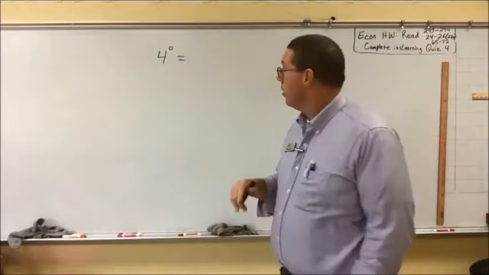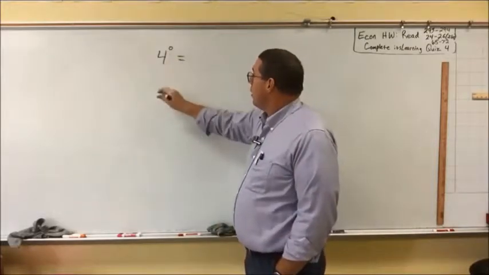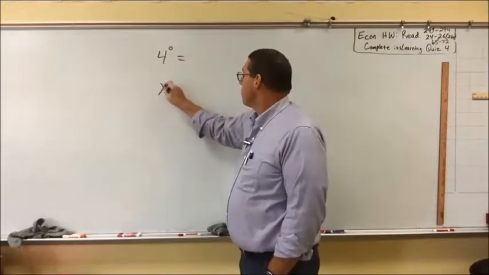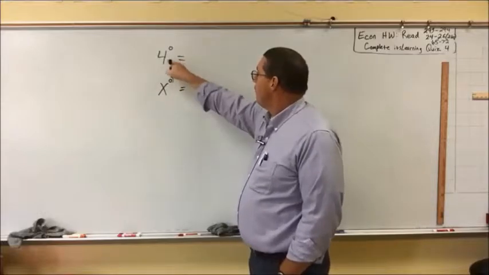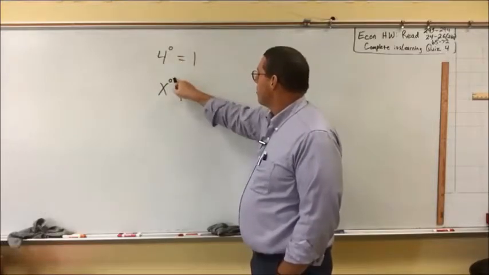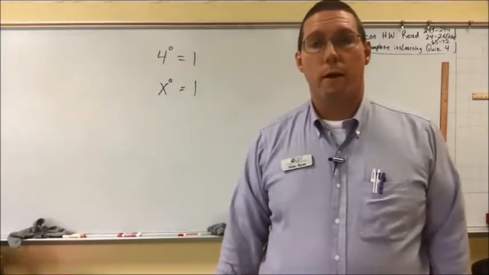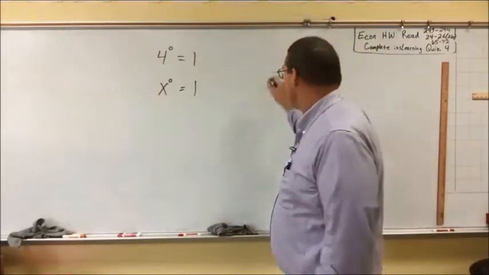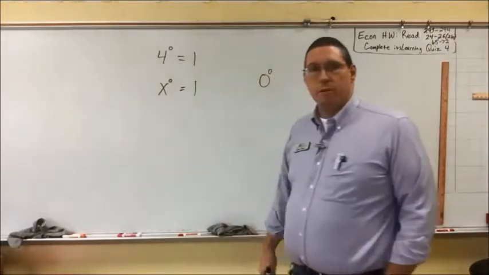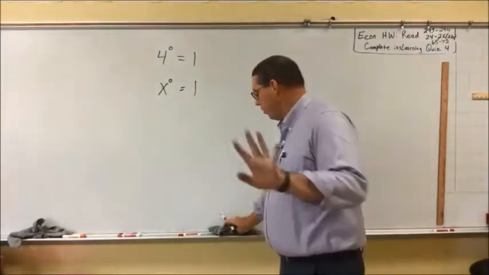And here's the answer. Anything, no matter what, number or variable, x to the 0 power. 4 to the 0 power is 1. X to the 0 power is 1. Anything to the 0 power is 1, except for 0 to the 0 power. We don't do 0 to the 0 power. That's an indeterminate form. We're going to leave that alone.